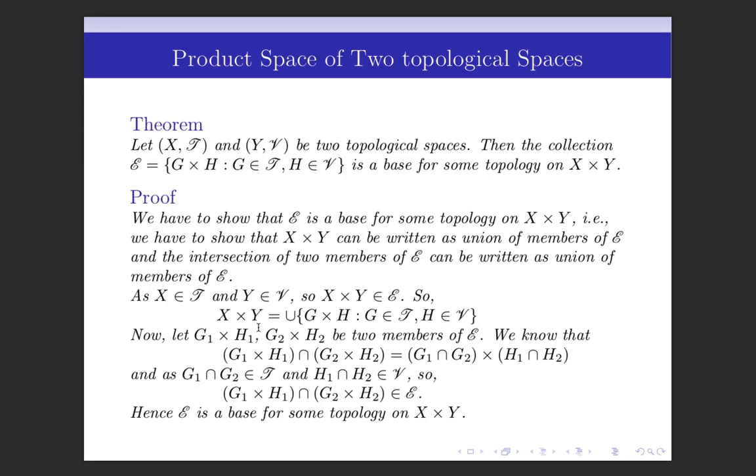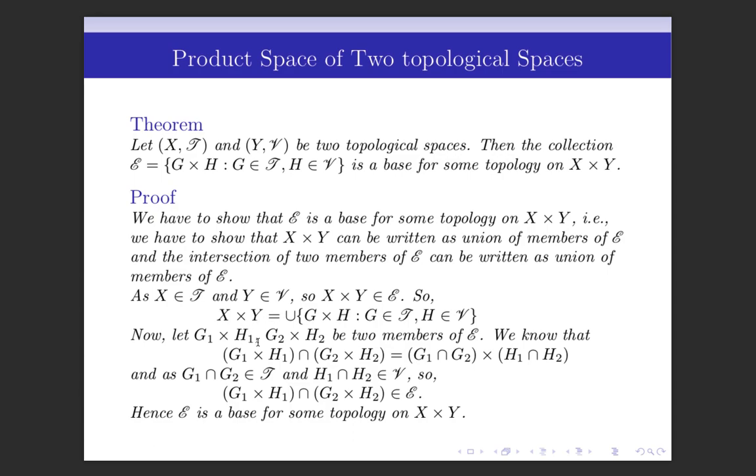Why? Because one of the members of E is X cross Y and the other members are subsets of X cross Y. So if we take the union of members of E, then that union would be equal to X cross Y. So the first condition for a base is satisfied.